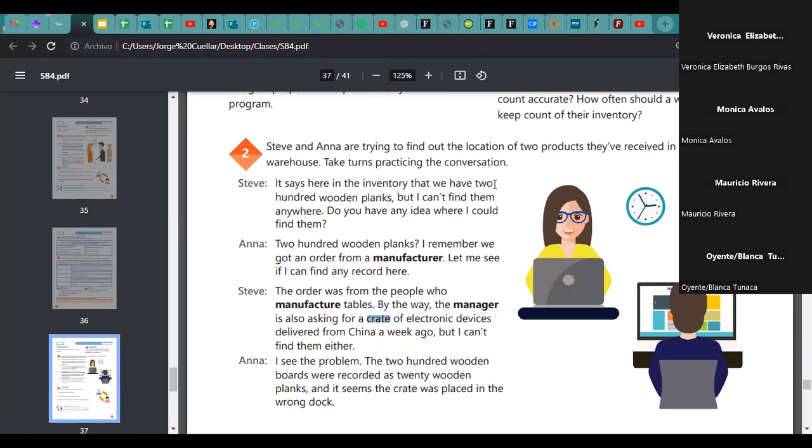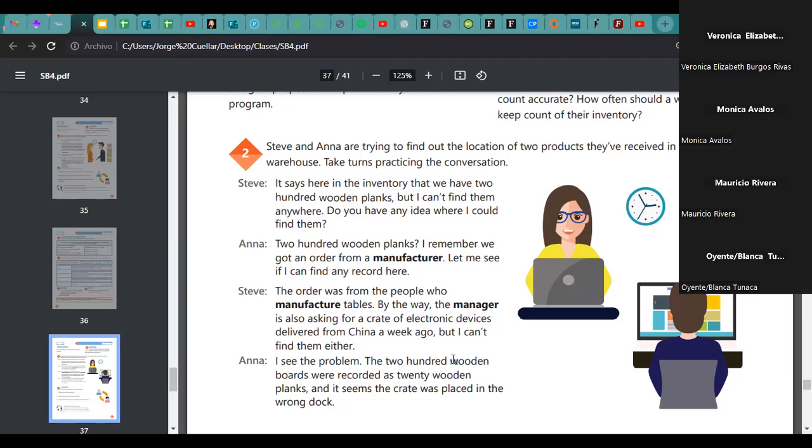Crate. What is crate? Caja. Caja, very good. It's like a box, but it's a big box, sometimes made of wood. So that is a crate. What is devices? Dispositivos. Dispositivos, very good. Let's see. Either, what is either? Tampoco. If the sentence is negative like this, this is tampoco. If the sentence is affirmative, it's también. So depending on that one, right?